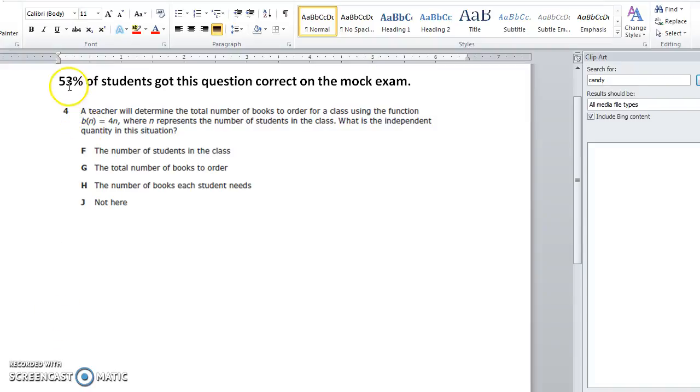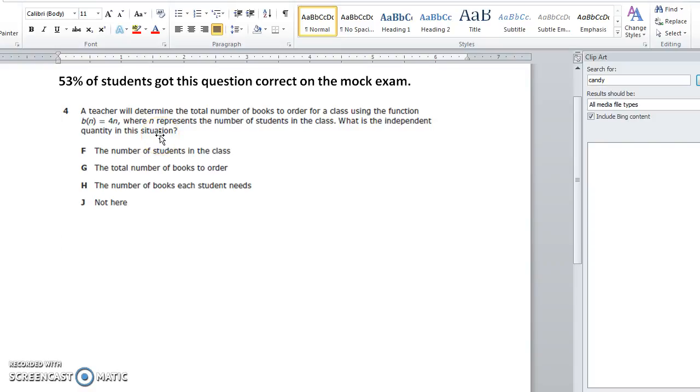All right, question 4. 53% of our students got this correct on the mock exam. A teacher will determine the total number of books to order for a class using the function b of n equals 4n, where n represents the number of students in the class. What is the independent quantity in this situation?